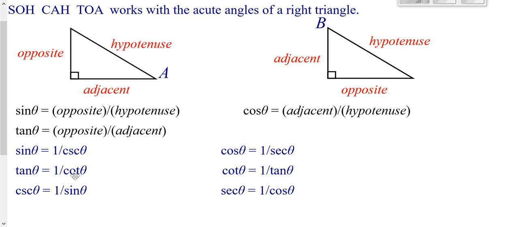Now, when we're looking at sine, sine is the reciprocal of cosecant, or cosecant's reciprocal of sine. Tangent and cotangent are reciprocals of each other, and you see that here. We also have cosine and secant, or secant and cosine are reciprocals of each other. Now, cotangent, secant, and cosecant may be new functions for you, but just remember that they're going to be dealing with those reciprocal functions.